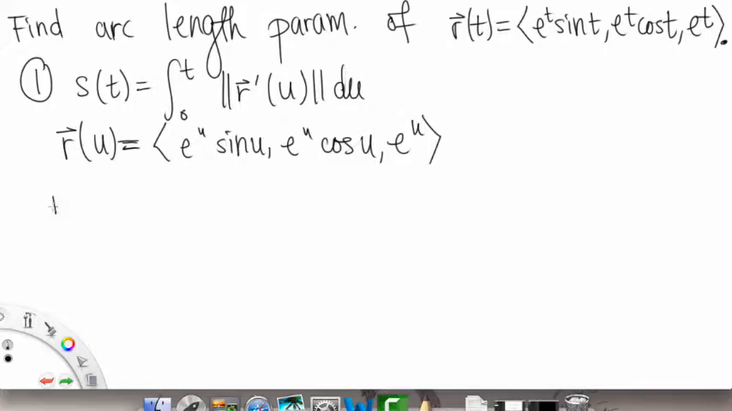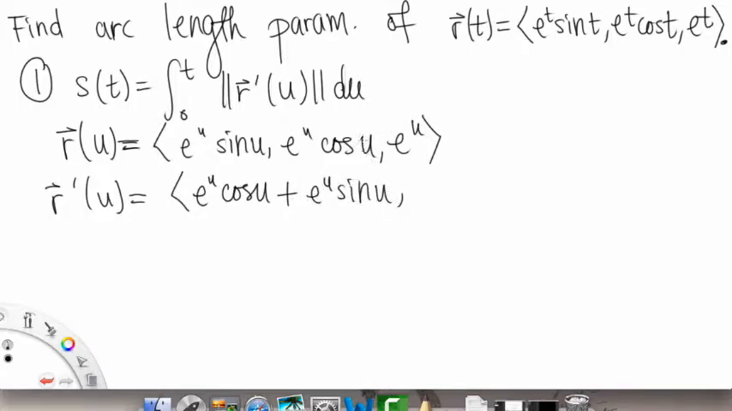Okay, so now we just have to find the first derivative of it. So r prime of u is going to be the following. It's going to be kind of lengthy, so I apologize in advance, but let's start. We have product rule for at least the first two components here. So e to the u cosine u plus e to the u sine u. Okay, so that's the first one there. And then for this next one, we have e to the u times negative sine u, plus e to the u cosine u. And the last one is just e to the u. It just stays e to the u.